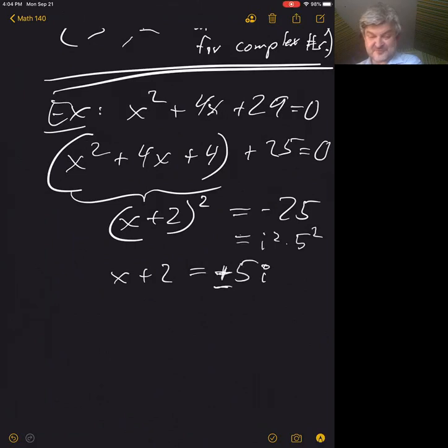We don't know which. And we can subtract 2 on both sides. We get x is negative 2 plus minus 5 times i.